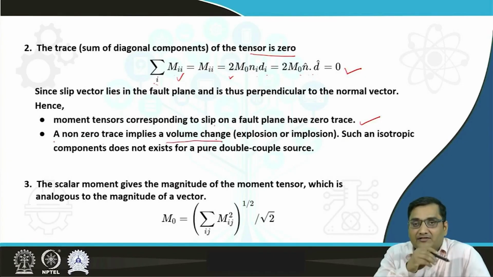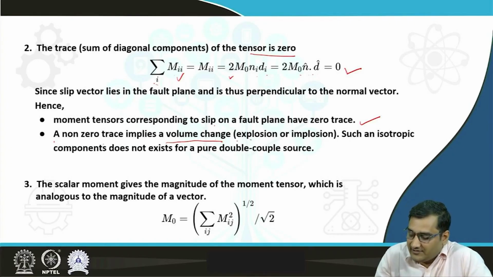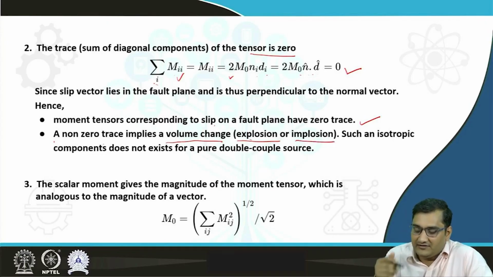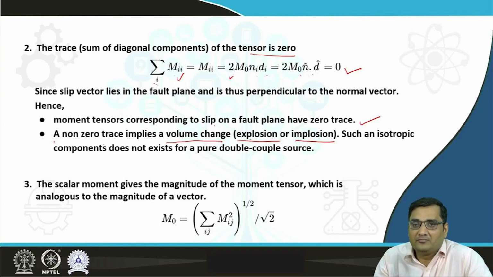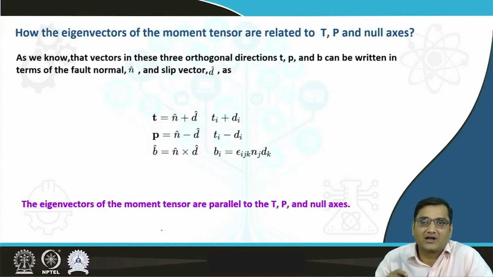That means if the sum of the diagonal elements is non-zero, that basically happens in the case of explosion and implosion, which means that these are the isotropic component, and such an isotropic component does not exist for a pure double couple source. The scalar moment gives the magnitude of the moment tensor, which is analogous to the magnitude of a vector, and it can be given by this expression.